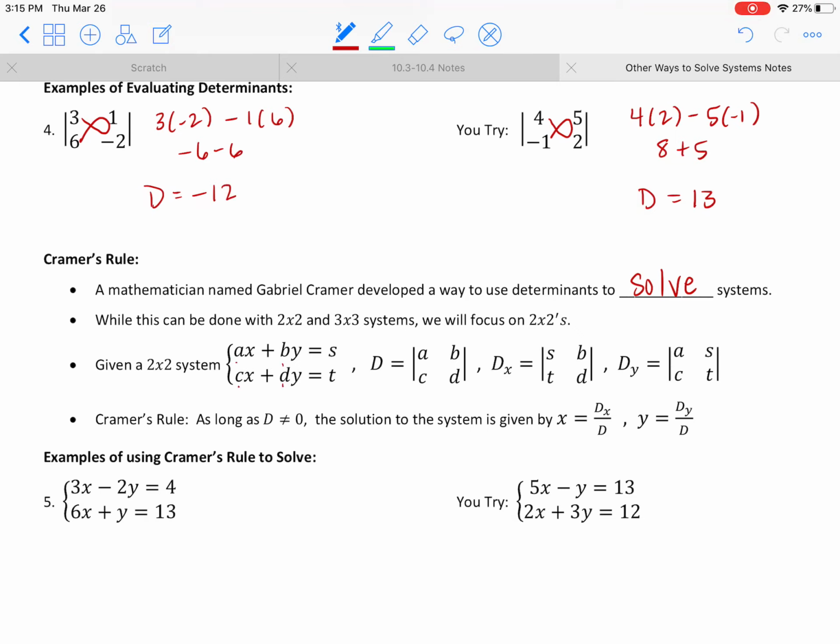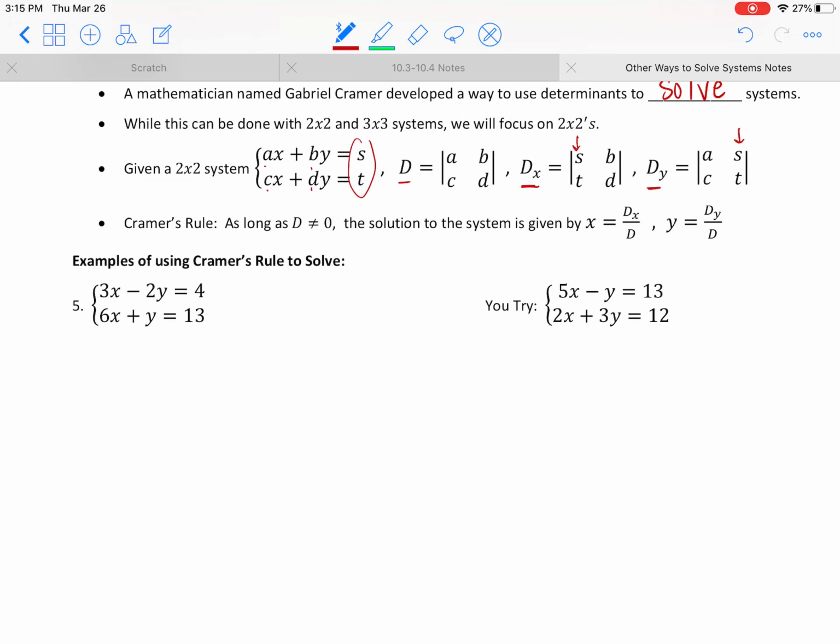We have the determinant for the coefficient part of the system, so just the A, B, C, and D. We're going to call that just the determinant for our matrix. If you want the determinant of the x values, then you actually put in the constants in the x spots here. And if you want the determinant of the y's, you're going to put the constants in the y spot, okay? Seems a little confusing, but as long as our original determinant, D, isn't 0, we can use each of the determinants to find our solution to our system. So let me show you.